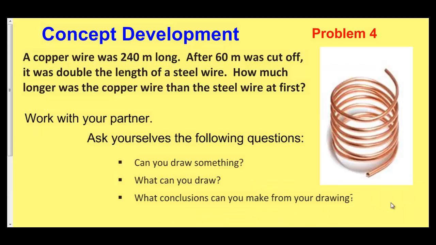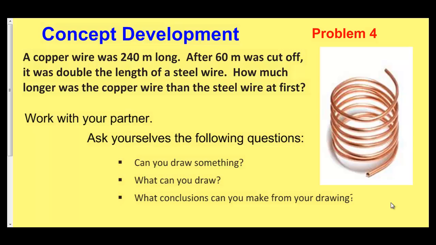Okay, copper wire was 240 meters long. After 60 millimeters was cut, or excuse me, 60 meters was cut off, it was double the length of a steel wire. How much longer was the copper wire than the steel wire at first? Whew, that's a little bit confusing, isn't it?